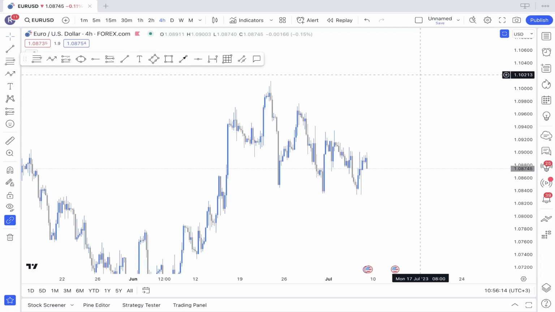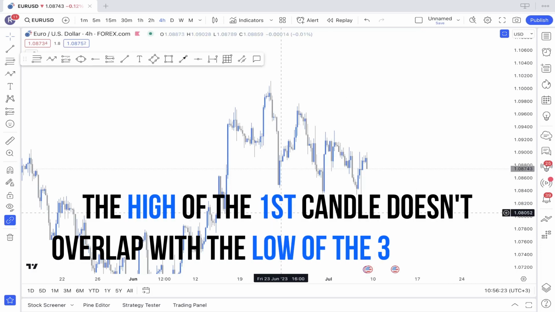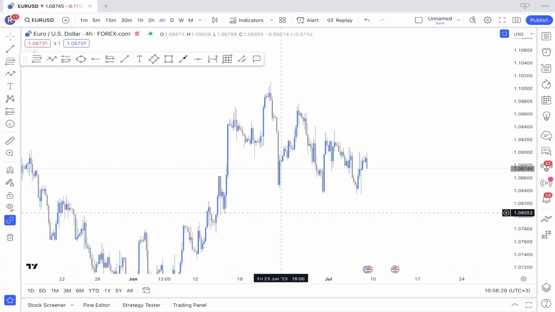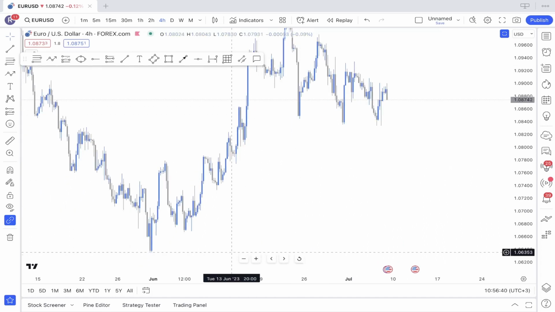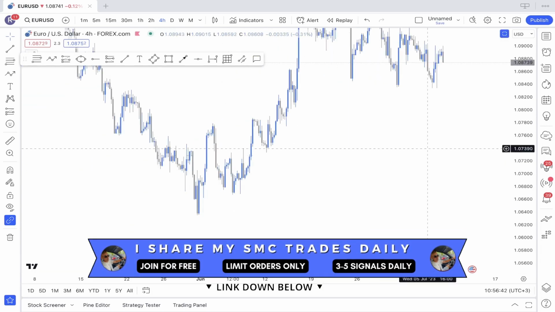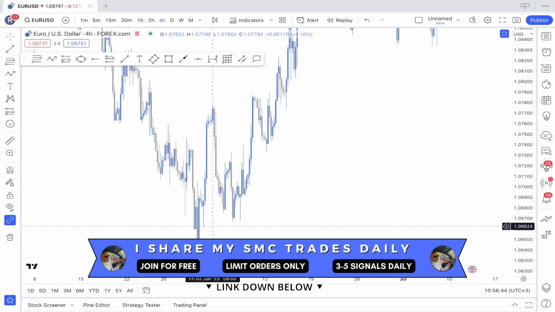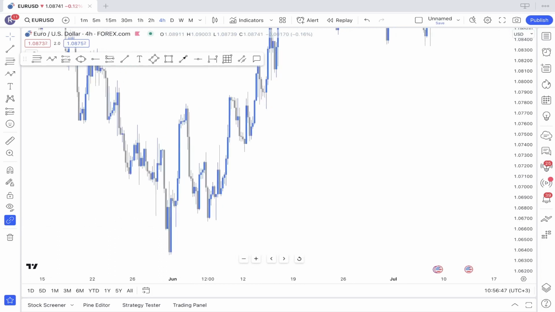Alright, so what are these fair value gaps? How can we identify them? Essentially, a fair value gap occurs when the high of the first candle doesn't overlap with the low of the third candle, or the opposite, when the low of the first candle doesn't overlap with the high of the third candle. Let me show you what I mean, okay? So check this out. We have an example right here, and after that we will also use the bar replay and read the markets together and look for some fair value gap examples.